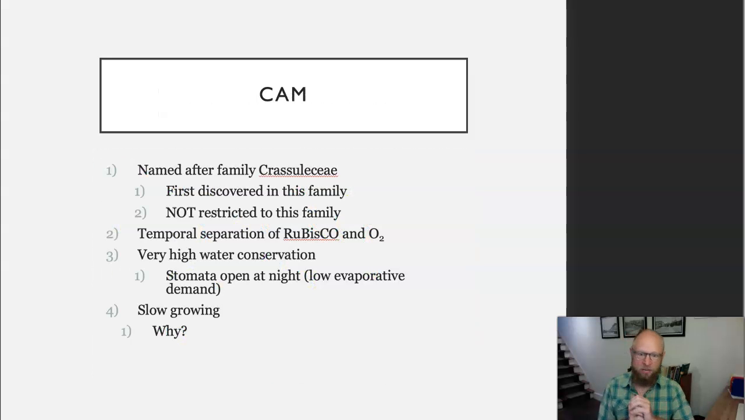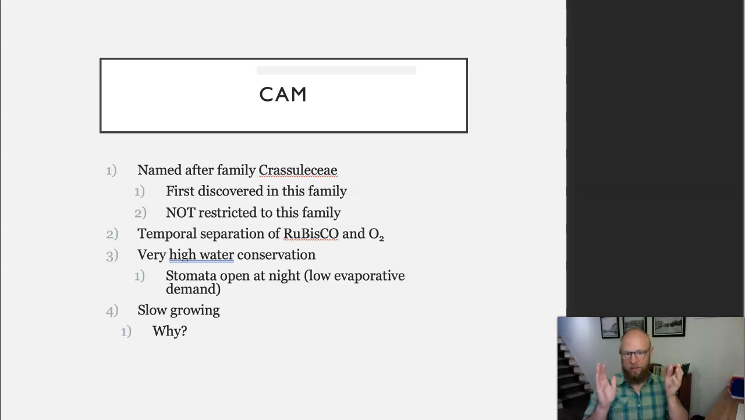So just a summary of CAM. Remember this photosynthetic pathway or mechanism is named after the family Crassulaceae, which is where it was first discovered, but remember it's not restricted to that family. It's got a temporal separation between Rubisco and oxygen. It's really high water conservation. By opening at night, it really is able to conserve a lot of water. But there is a bigger trade-off with CAM plants than C4 plants. They're really slow growing because CAM photosynthesis takes even more energy than C4 photosynthesis.